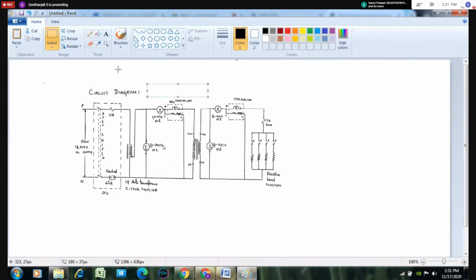Where is text? Any idea? I want to type here. Click on the A option. Inside the brushes, there is an A option. Click yes, that. Okay.